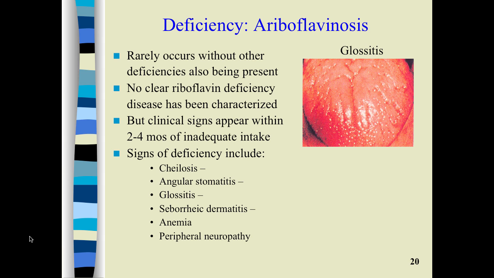Now, clinical signs appear within 2 to 4 months of inadequate intake. Signs of a deficiency in riboflavin include cheilosis, which are lesions. Lesions is the best term. Yeah, lesions on the outside of the lips is cheilosis. Angular stomatitis, have you ever heard that? That's the lesions at the corners of the mouth.